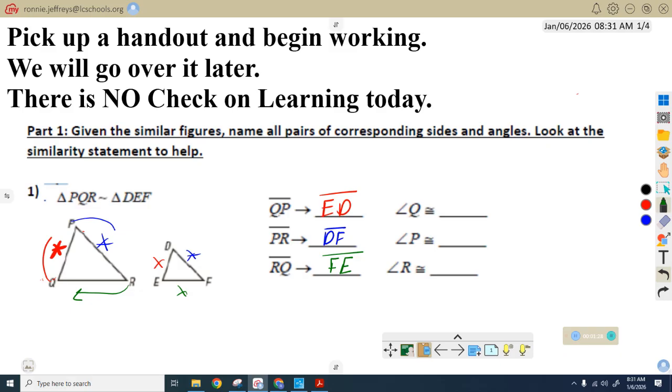All right. So that's what we have, because we're having to say these similarities and anything with congruence and stuff, since it's these shapes, we do have to go in this order.